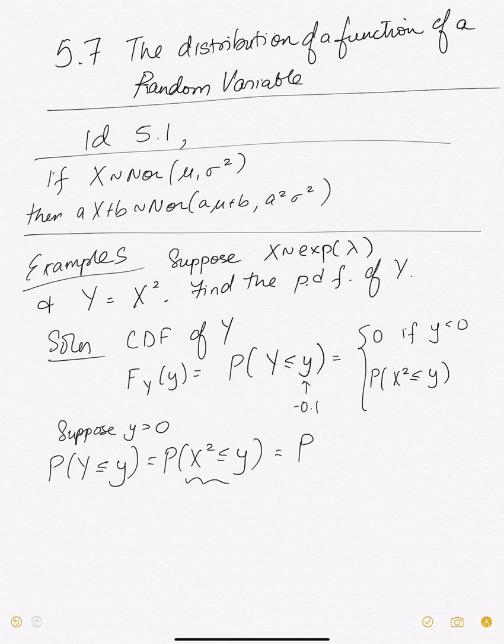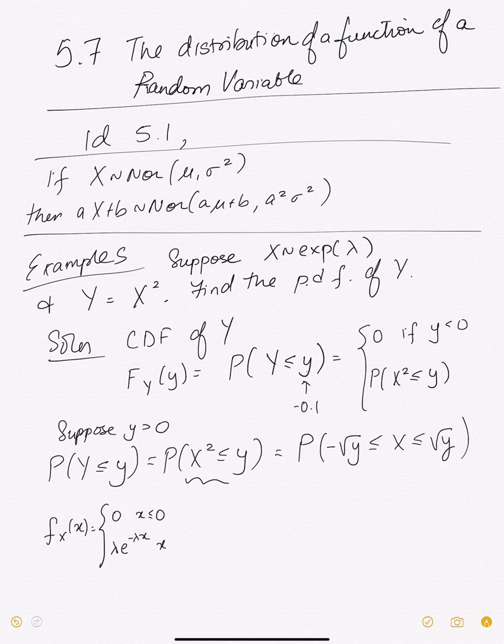Now let's take square roots here. And when you take a square root, you'll have a negative square root y less than or equal to X less than or equal to square root y. Okay? Now, what is X? X is an exponential random variable. What do you remember about an exponential random variable? Do you remember what the PDF of an exponential random variable is? This is 0 to the left of 0, and it is lambda e to the minus lambda x to the right of 0. So the random variable X is not negative.